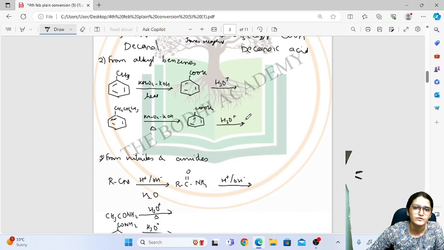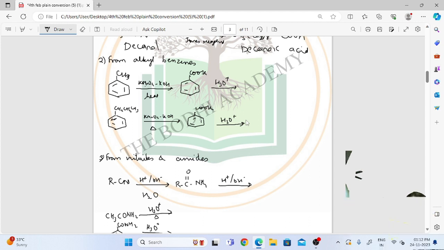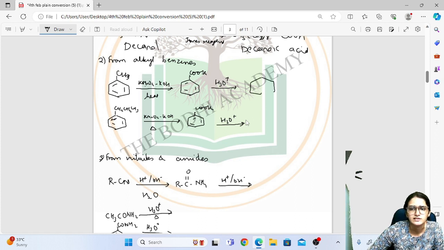Okay. Next is from alkyl benzenes. How can we prepare the carboxylic acids from alkyl benzene? Basically here we are preparing aromatic acids from aromatic compounds. So toluene is taken and treated with an oxidizing agent, that is KMnO4, along with the base, that is alkaline medium. It gives us the potassium salt of benzoic acid. Okay, so we get COOK, that is the potassium salt of benzoic acid. When hydrolyzed or when treated with hydronium ion, we get our carboxylic acid, that is benzene with COOH group.